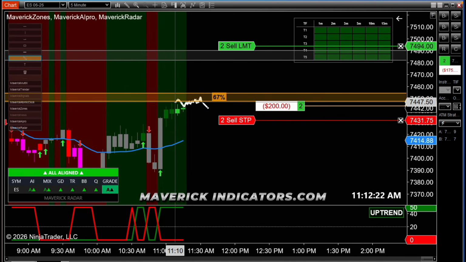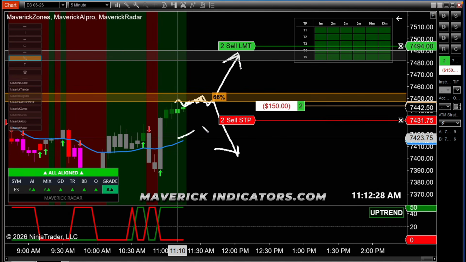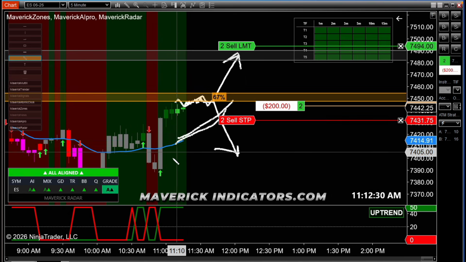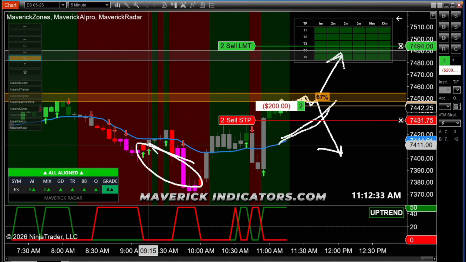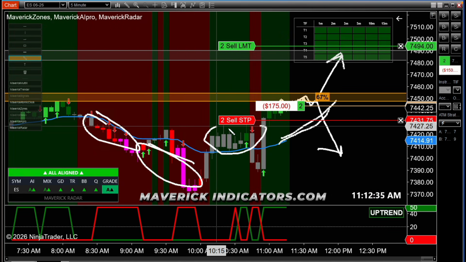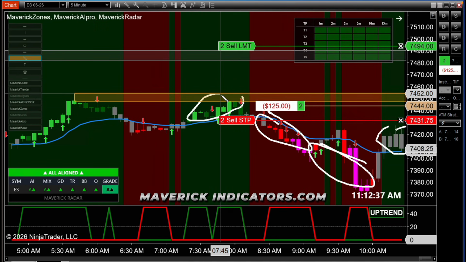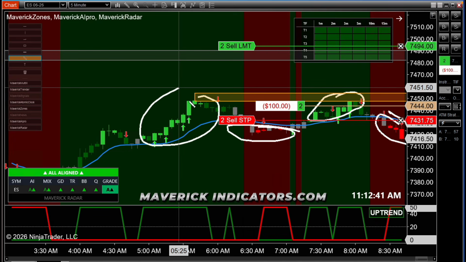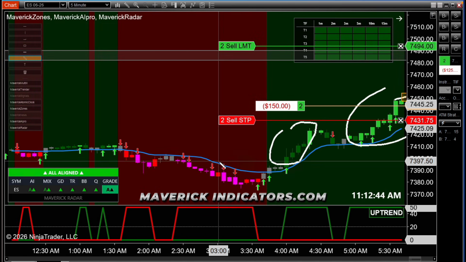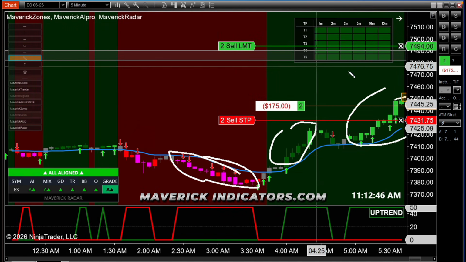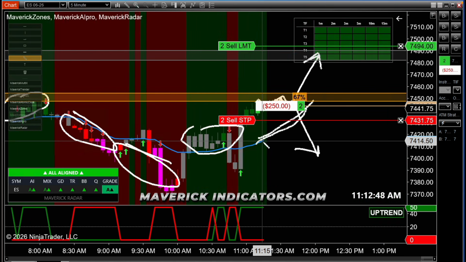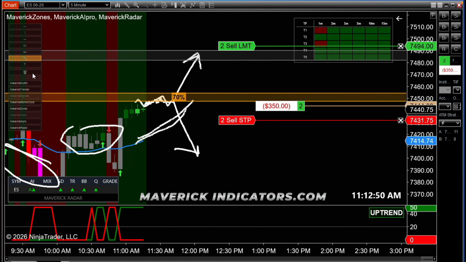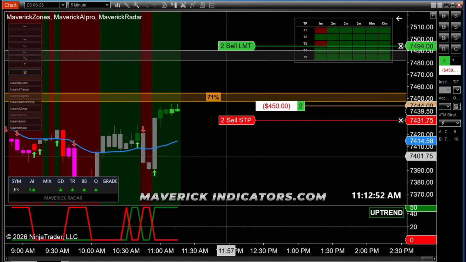And here's what can happen. We can break through the zone, or we can come back down, maybe test the Maverick guide, this blue line. We like to go short when price is below the blue line. We like to go long when price is above it. Okay, you get the picture there. So we're still going to get a little bit of resistance at this zone.